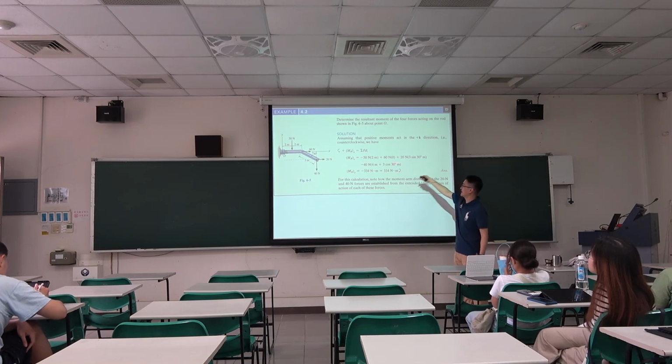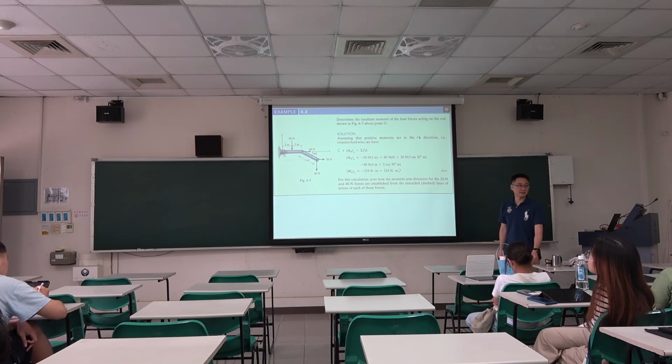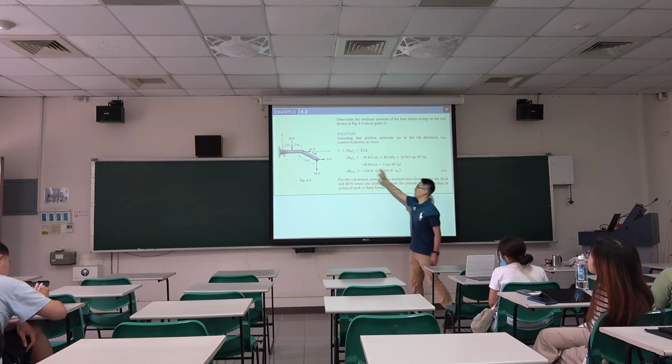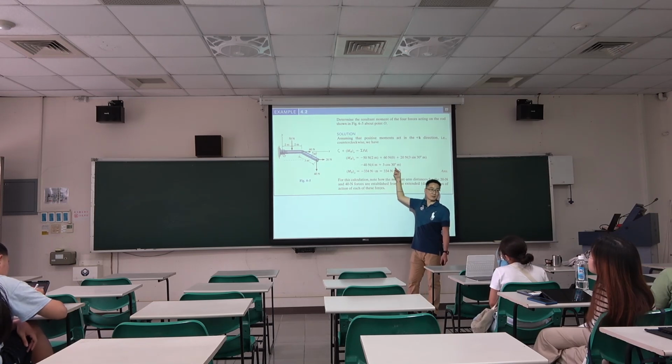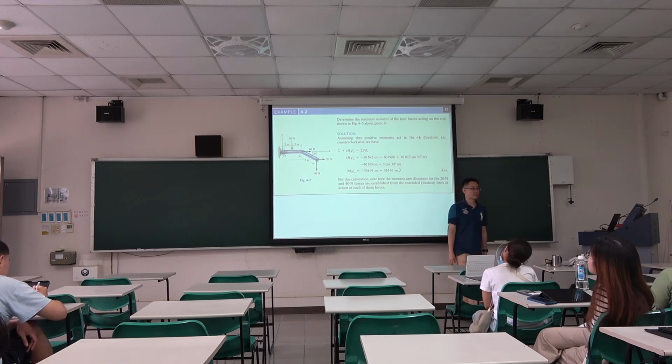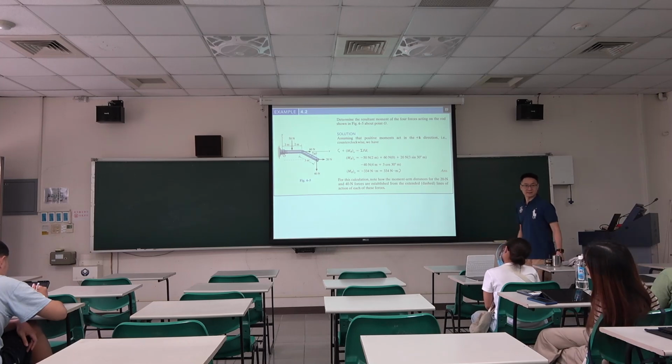So for the summation, we add them together. Finally, we work out the moment is negative 334 Newton meter. If we show the negative, that means clockwise. If we don't show the negative, we use a direction, so this one we use a positive value. So there are 2 ways to show the result. Clear?